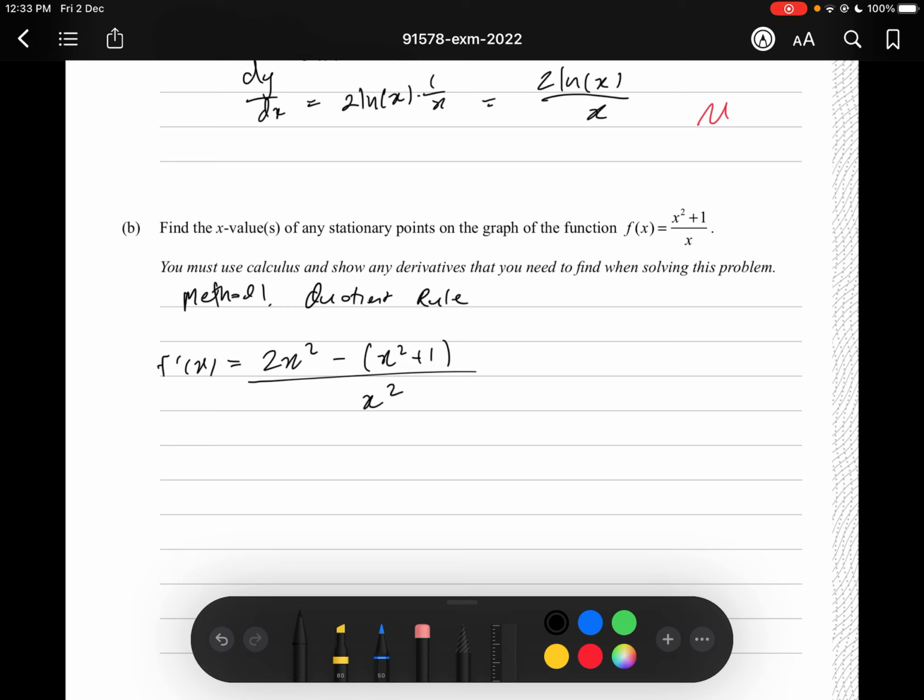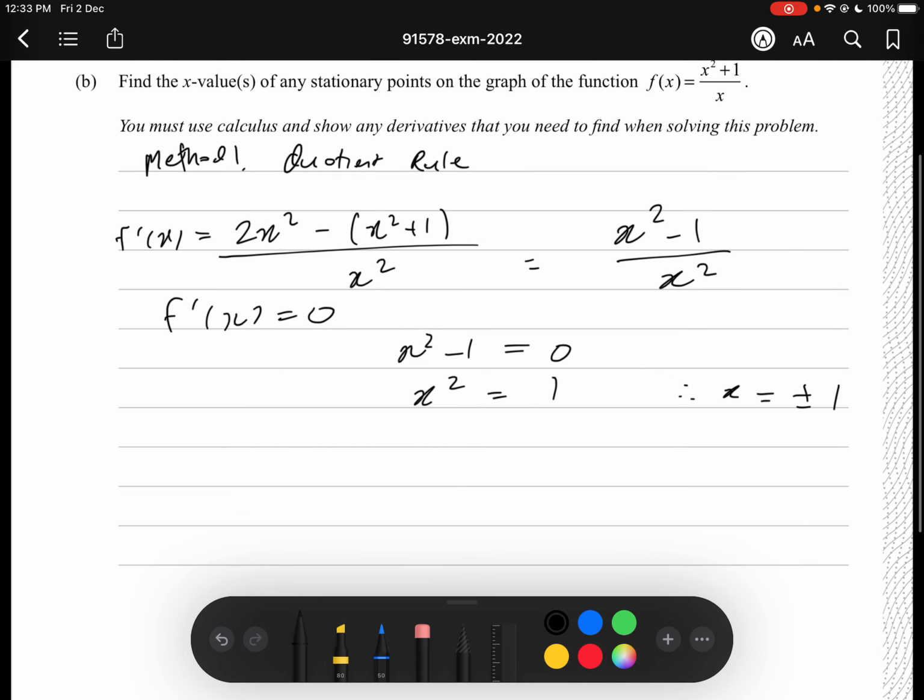And we want to find the values of the stationary points. So we're going to be making f dash of x equal to 0. So we just simplify this a bit more. 2x squared minus x squared is just x squared, and x squared minus 1 is just x squared minus 1, all over x squared. For the stationary points, we make f dash of x equal to 0, and therefore x squared minus 1 equals 0, and x squared equals 1. So therefore x equals plus or minus 1.